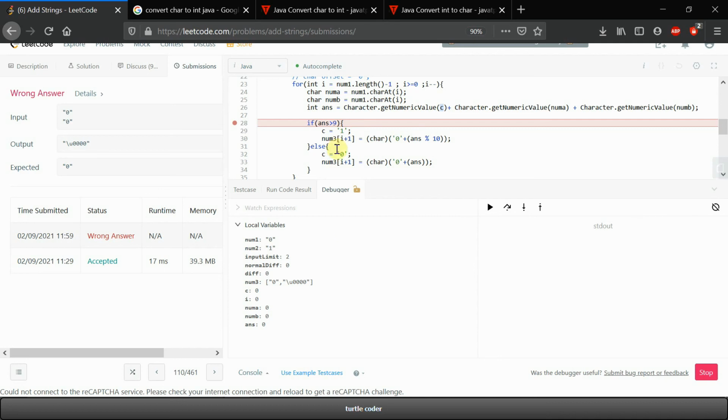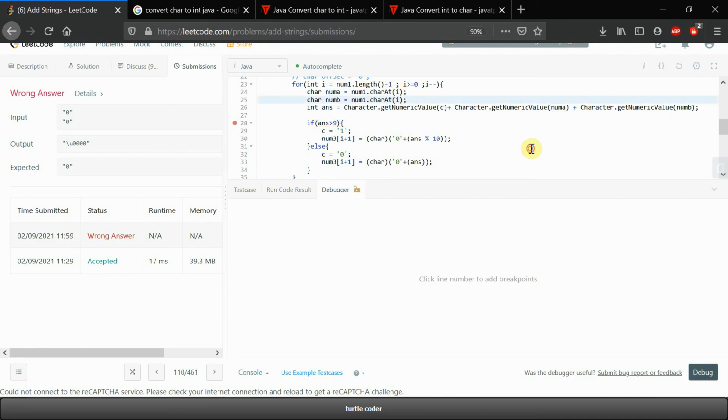Don't know, something is bad. So num1 is a string. When I'm trying to get the character at the string, it's a num a. And it's saying it's 0. And num2 is 1. Oh, my bad. That's the problem with copying things.